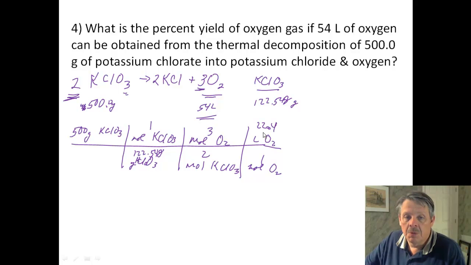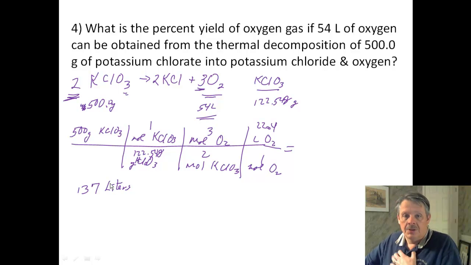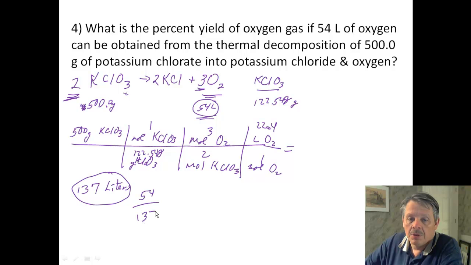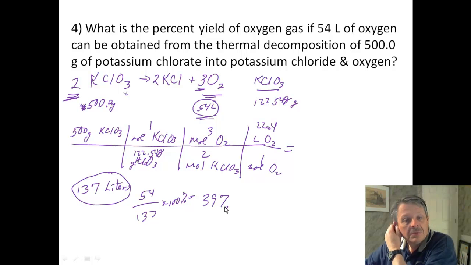Okay, so if I multiply by everything on the top and divide by everything on the bottom, what I will find is that I get 137 liters. So, that's what we expected to get, right? 137 liters. But how much did we get? We only got 54. Well, this is a real lousy ratio because 54 divided by 137 times 100% only gives us a percent yield of 39%, which is really, really bad. Okay, but that sometimes happens.